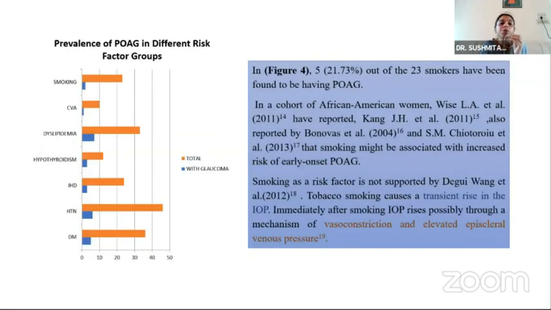Here we see the distribution of POAG cases in our study according to the different risk factor groups. So we see that out of the maximum of our patients, there were 23 smokers. So smoking is a very important modifiable risk factor that can lead to POAG. Previous studies by Wise, Can, Bonovas, Kyotoju also showed that smoking is a very important risk factor. It causes vasoconstriction and elevated episcleral venous pressure, which will lead to increased IOP.